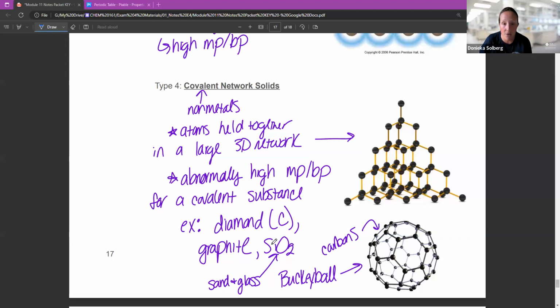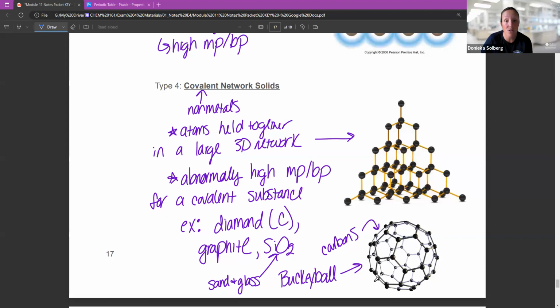Silicon dioxide, if you look at that formula, that's covalent, should have a low-ish melting and boiling point. What actually is very high, right? To melt glass, it has to get very, very, very hot. And that's because silicon dioxide is a type of covalent network solid.